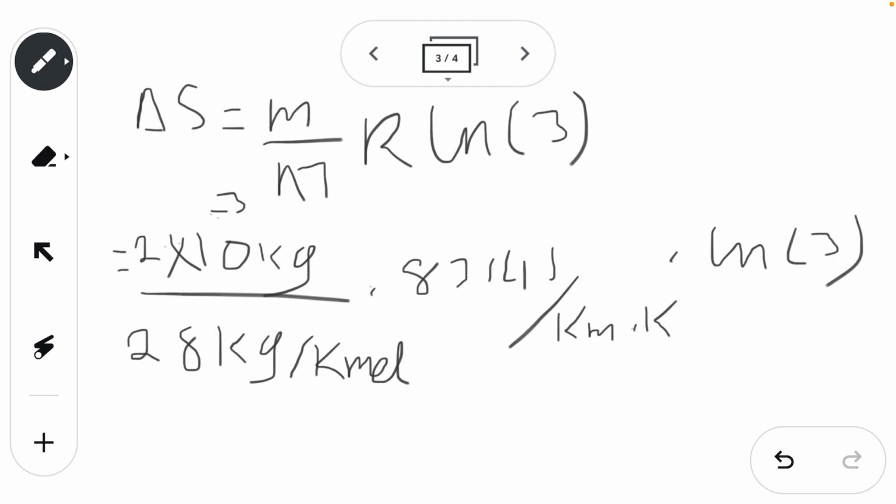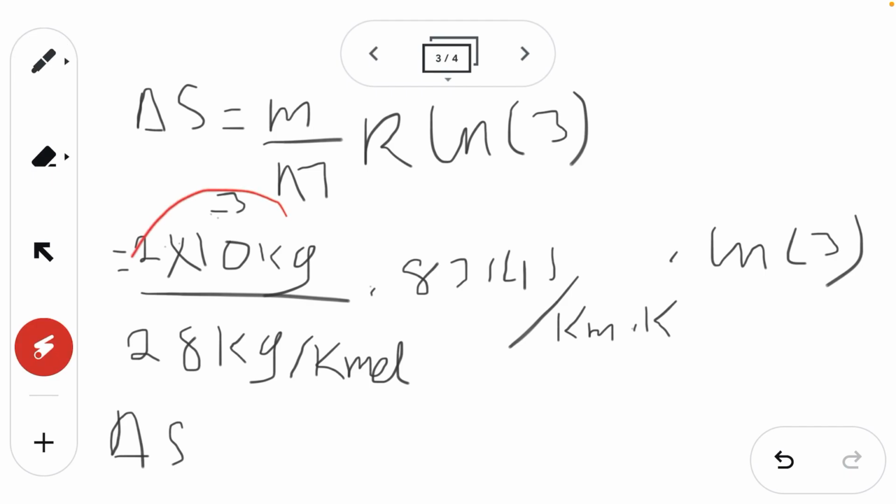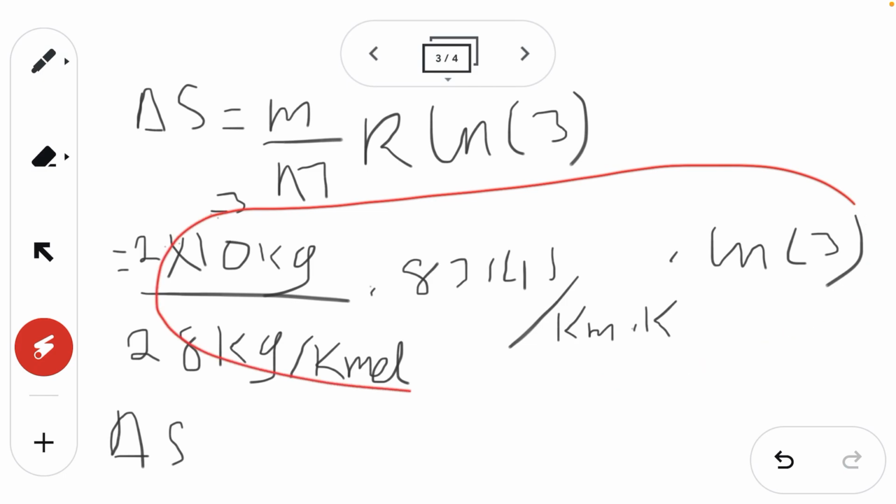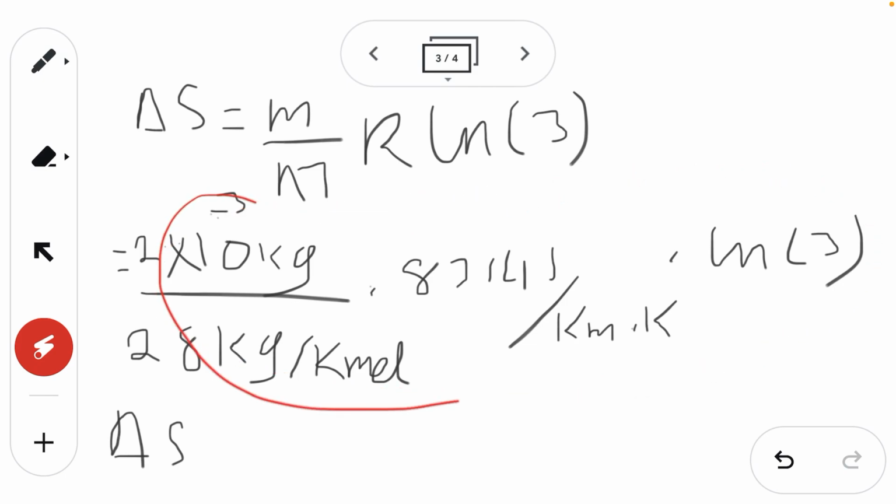Okay, so now that we have this, we can go ahead and punch on our calculators, and we should be able to obtain the change in entropy with the units of joules per Kelvin, right? So I'm going to leave this step for you. Just punch on your calculator and obtain that value for the change in entropy. All right.